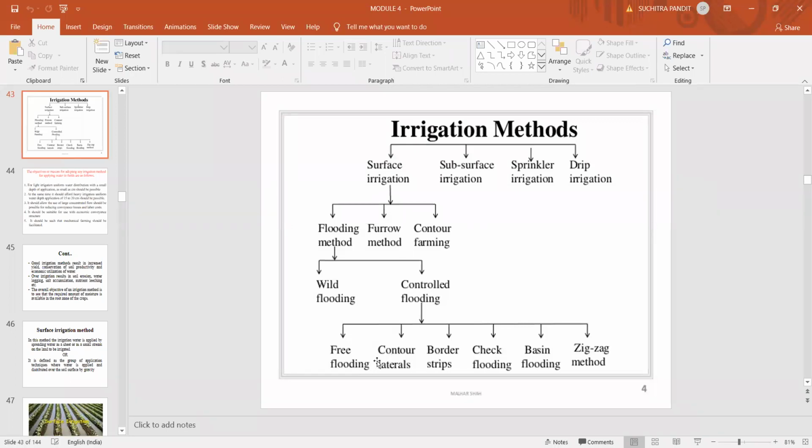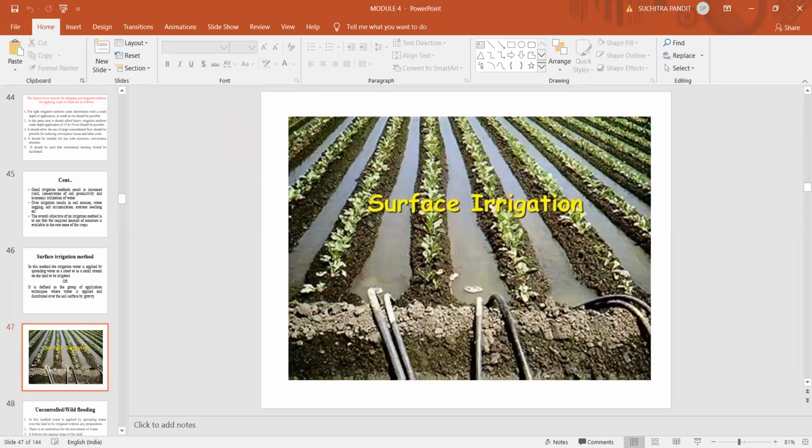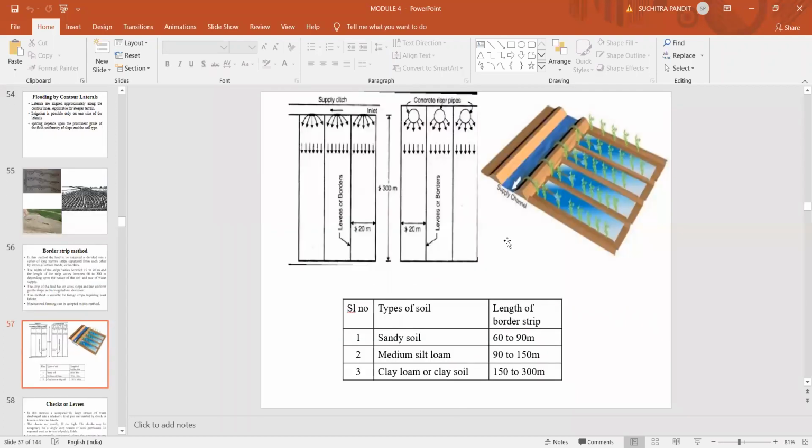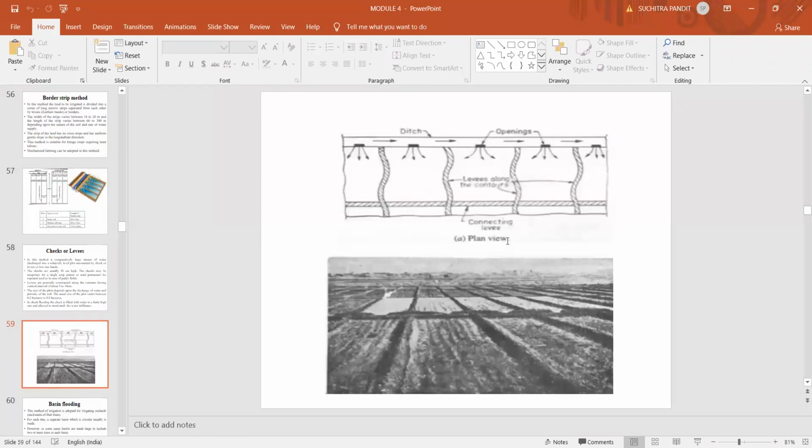Again, under control flooding, we have 6 types. One is the free flooding. The second one is contour laterals. The third one is the border strip method. The fourth one is check flooding. The fifth one is the basin method of irrigation. And the last one is the zigzag method of irrigation. So that is under the surface irrigation method. These are the 6 types of irrigation under the surface irrigation method.